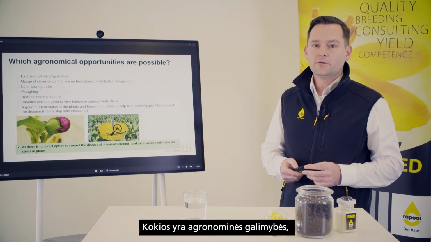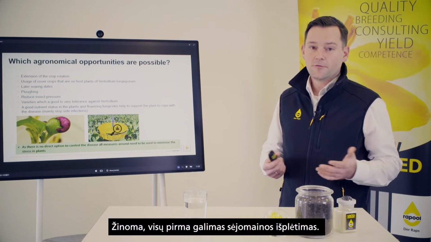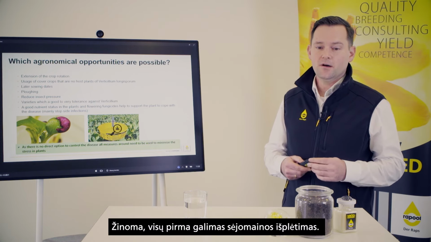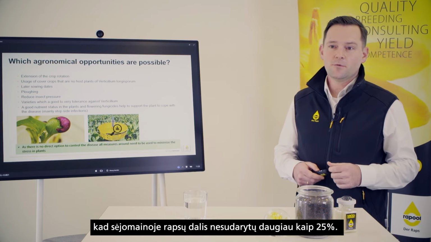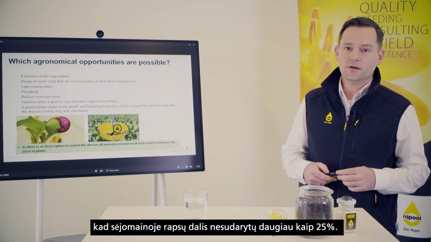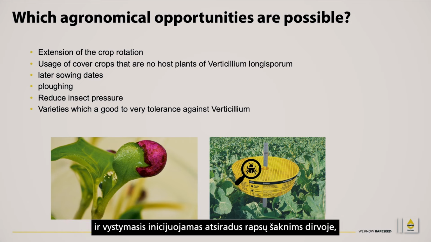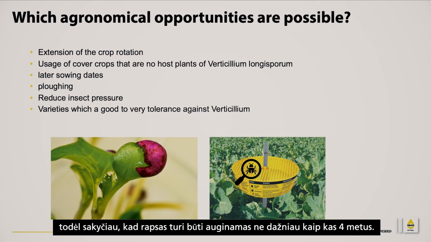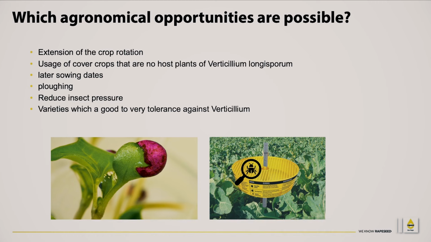So what are the agronomical opportunities? What can we really do against this problem? Of course, first of all, extension of the crop rotation. We really should make sure that we are not growing more than 25% oilseed rape in our crop rotation. As I said, microsclerotia can live more than 8 years in the soil, and they germinate when there is root exudation from oilseed rape. So I would say not more than every fourth year with oilseed rape. Of course, this helps us also for all the other diseases.